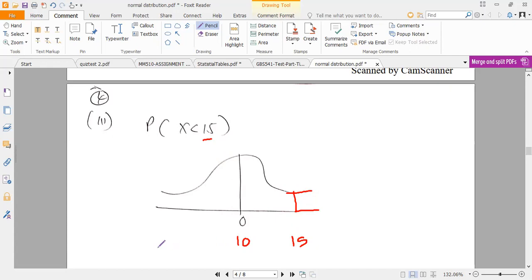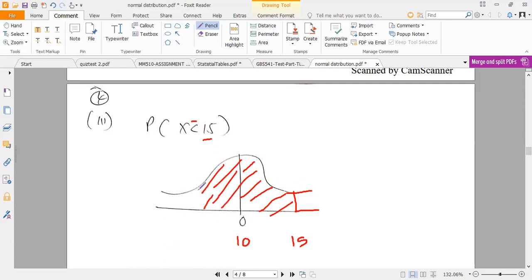Now, where do we shade? On the left of 15 or on the right of 15? Because the sign says less. So which side are we shading? Left side, because we don't shade up to this point. Shade until you can shade no more. So you shade the color of this region.